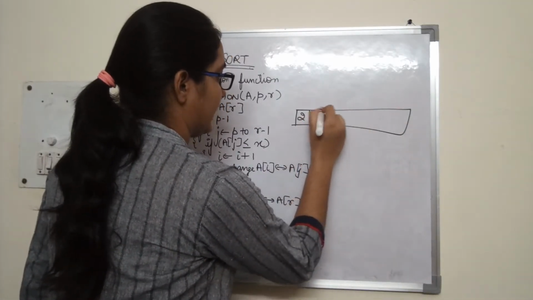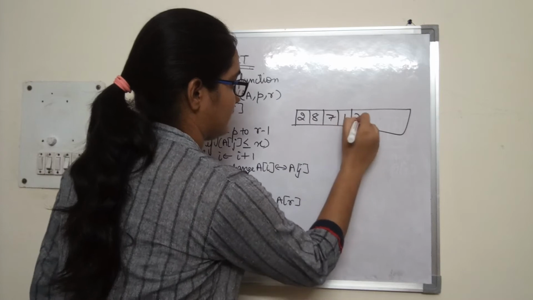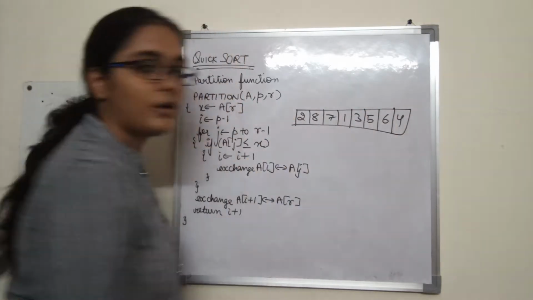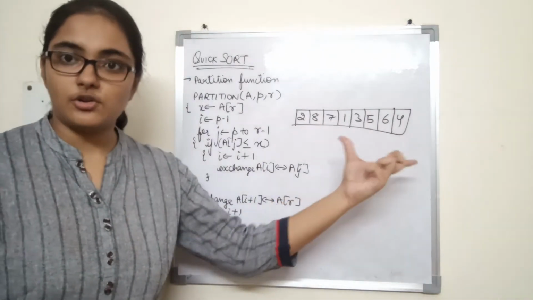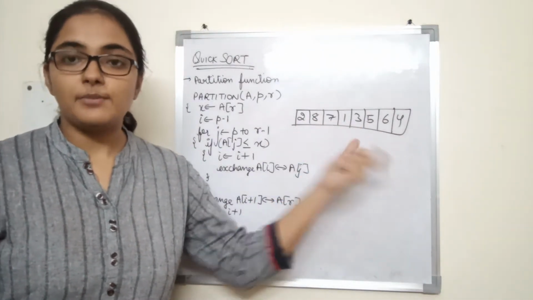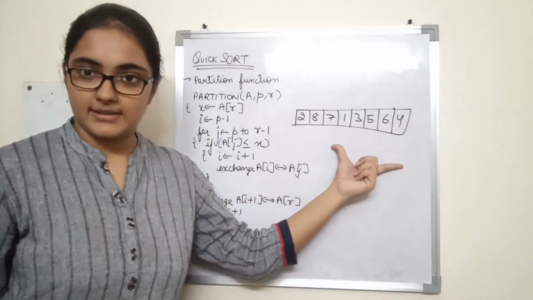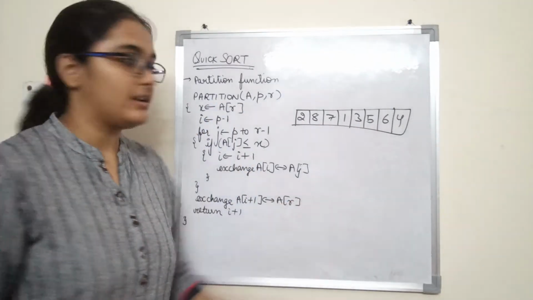2, 8, 7, 1, 3, 5, 6, 4. Alright, so this is the array that we want to sort. First, we have to look at the partition procedure. So we will look at how the partition procedure works on this array. We will just do the dry run.